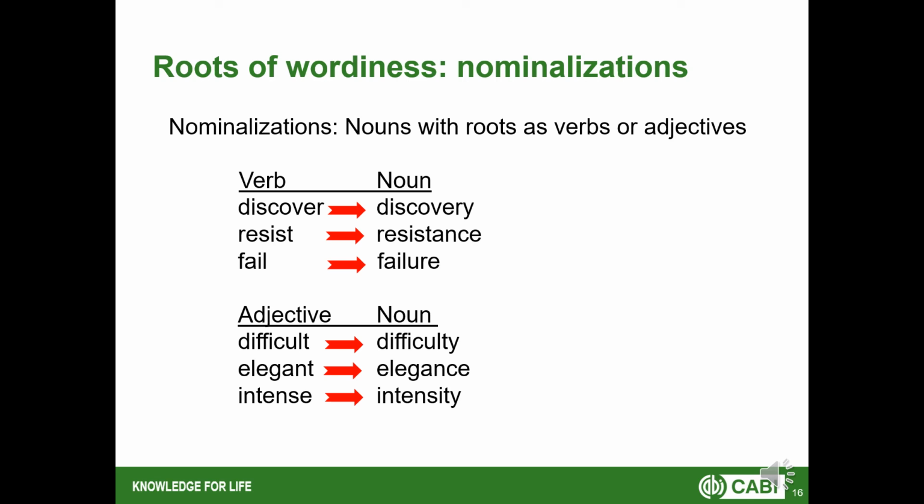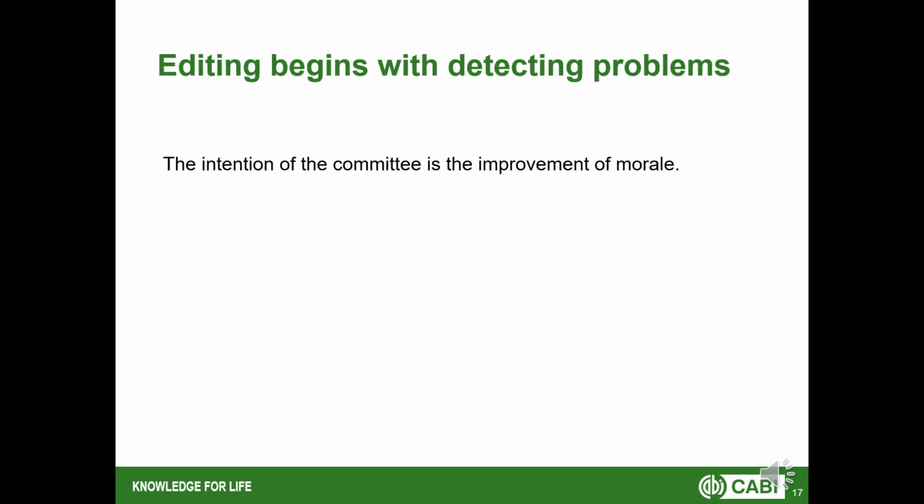When you see nominalizations, nouns that have their roots as verbs or adjectives, that should be a signal to stop and look and see if you can revise to make your sentence more concise and readable. So let's look at a final example. "The intention of the committee is the improvement of morale." Here we see there's no agent of action, and we have two nominalizations, intention and improvement.